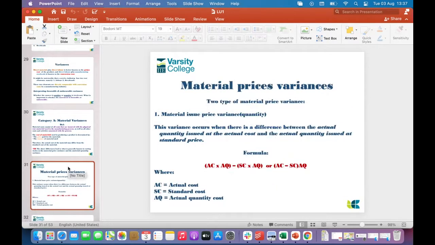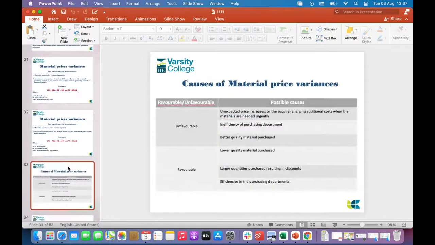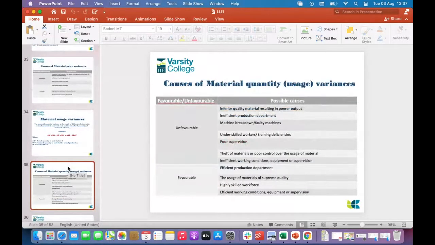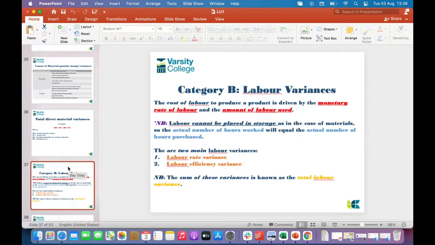Here we now get the formulas for the material price variance, then the causes of material price variances, then material usage variances, and then the explanations as to why something may be favorable or unfavorable. These are things that you should just know. You shouldn't need to cram them.